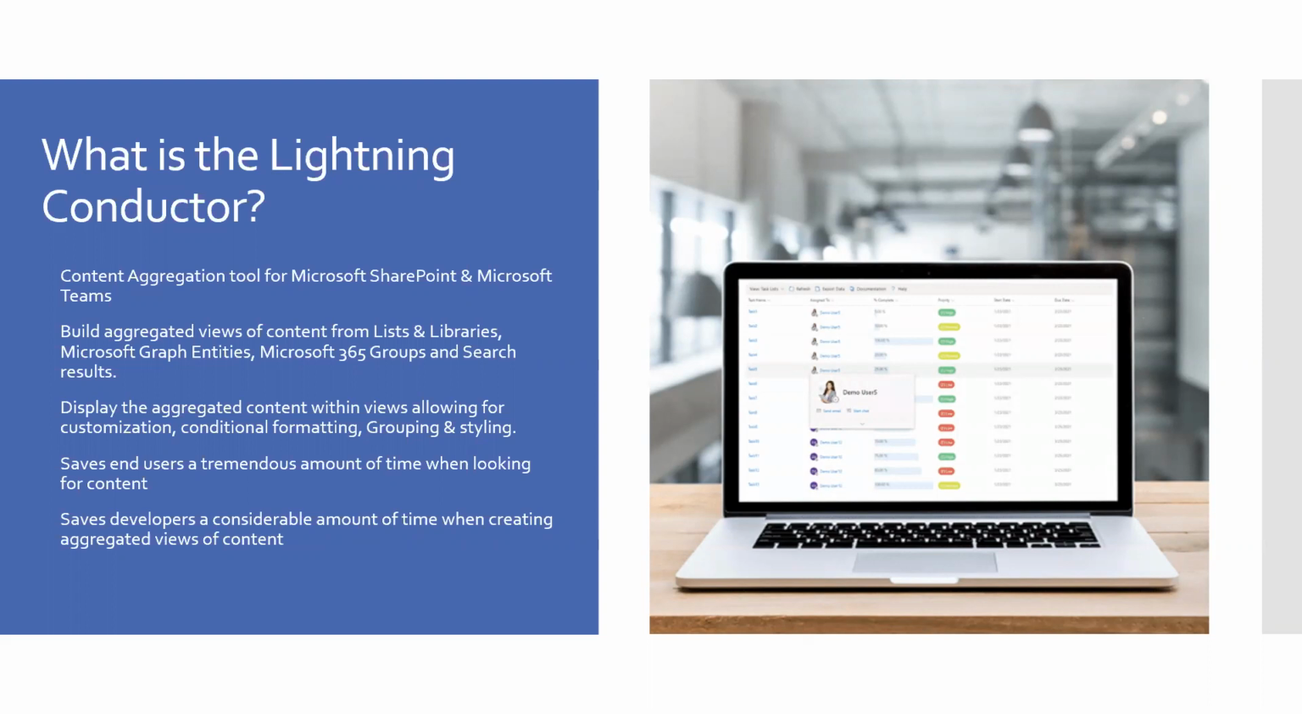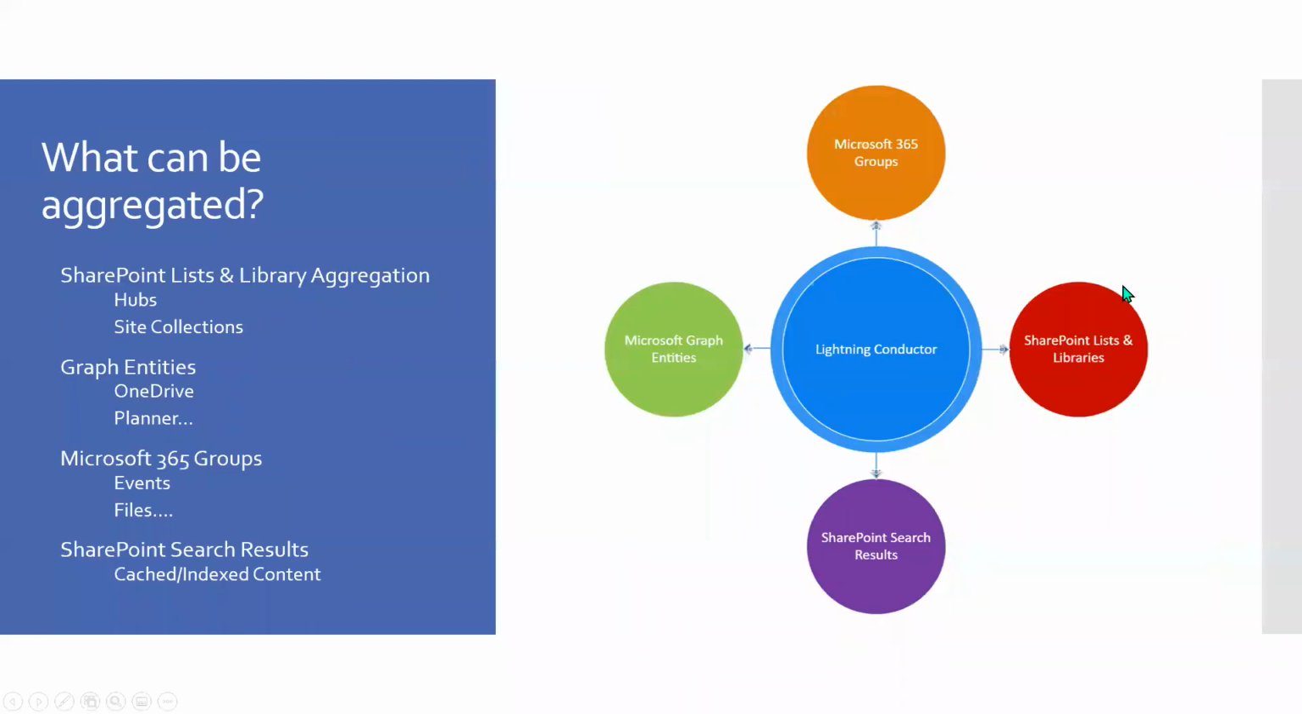So it saves you a great deal of time when you're looking for content, and it saves developers time in actually building these aggregated views. So of course, without something like the Lightning Conductor, you would be actually building some JSON and so on, using something like the highlighted content web part. So what can be aggregated?